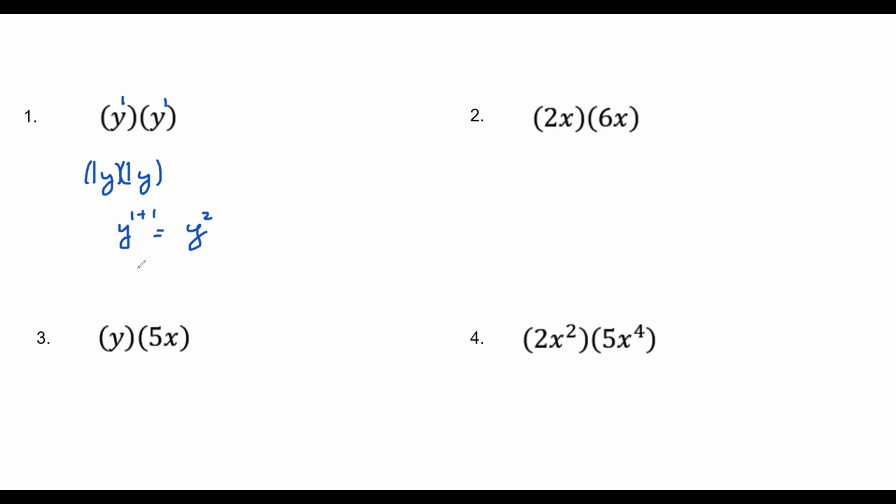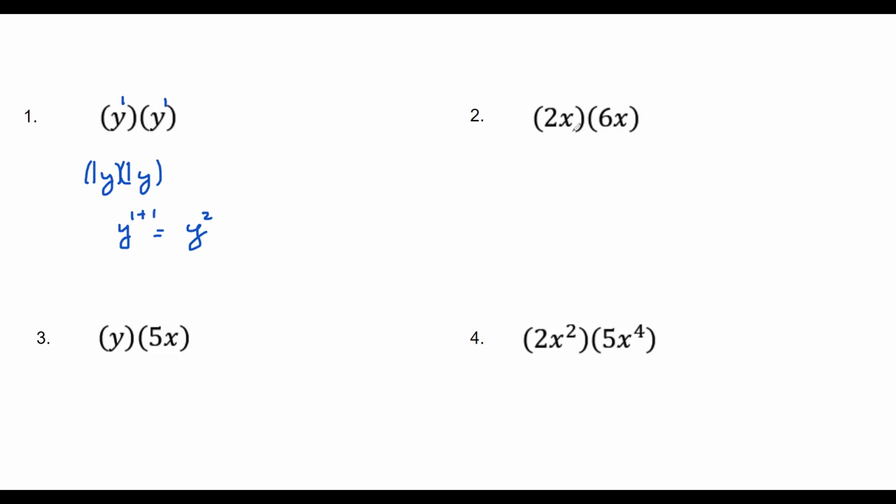which is equal to y to the second. And that will always be the case when we multiply one variable times another variable. If there's no exponents, y times y will be y squared. X times x will be x squared. That will always be the case. Okay, let's move on to example 2.